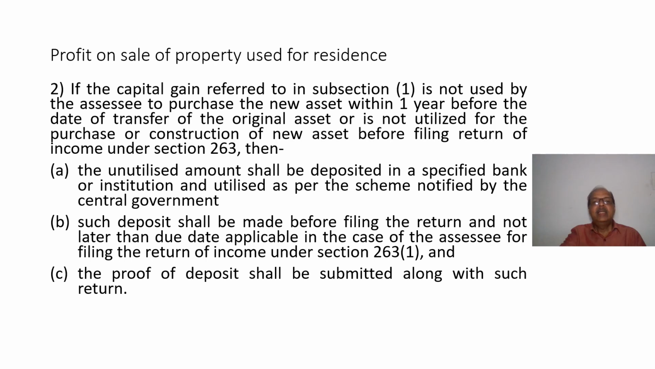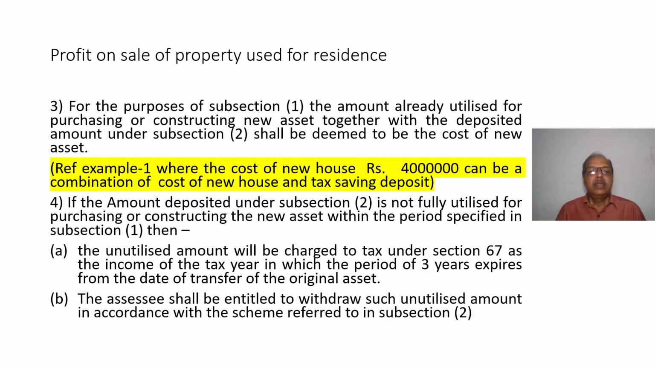Even if the house or property is not yet purchased, the exemption is available to the assessee by depositing the amount in a tax saving deposit account in a bank or institution, so that payment of income tax can be avoided. Subsection 3 is also an enabling section for claiming deduction from the capital gain.